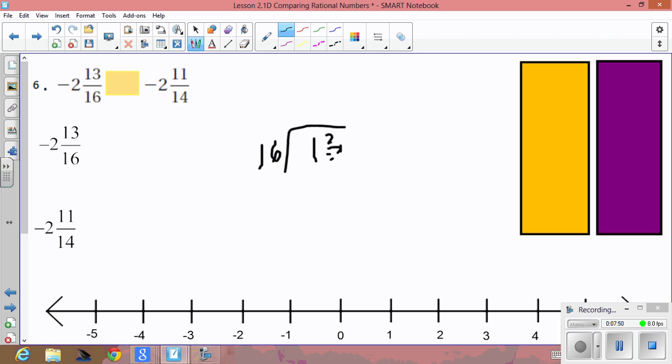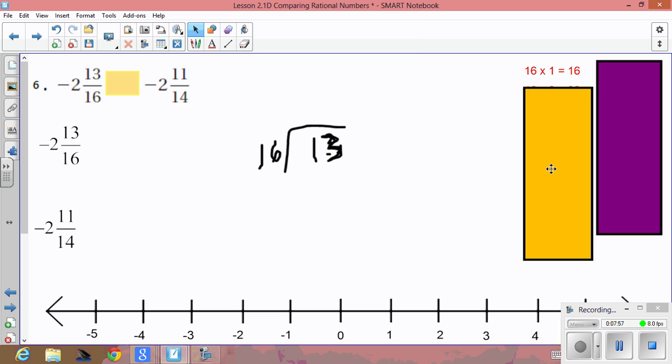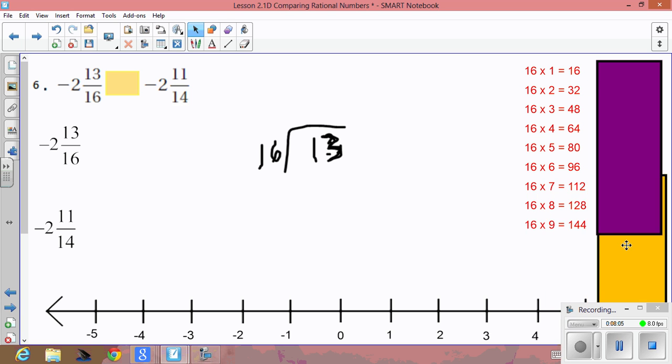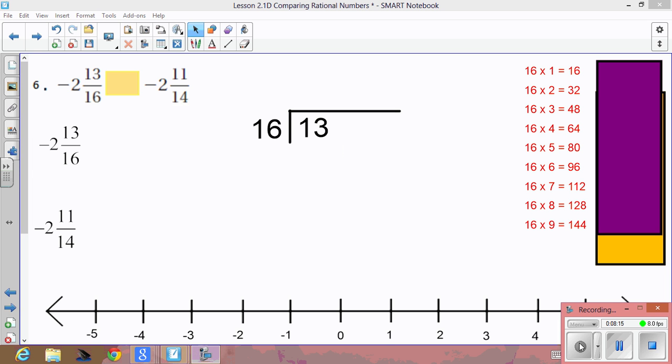So what I did for you here is I provided you with the 16 facts. So please take a moment and write 16 times 1, 16 times 2 with the solution. Okay, and I gave you all the answers right there. So take a minute and copy that list down. So that just avoids having to figure out what all the products are later. Okay, so can 16 go into 13? Hopefully you are saying no.